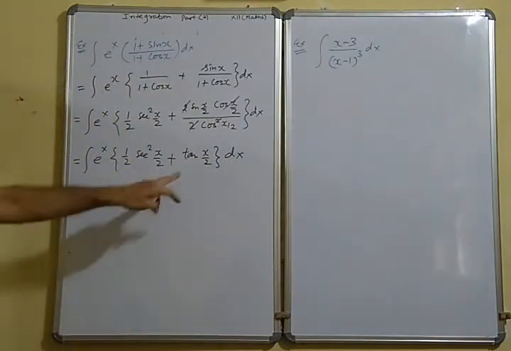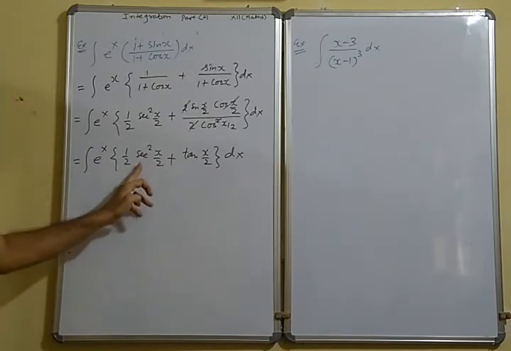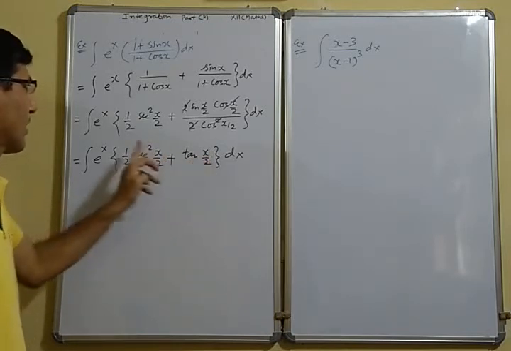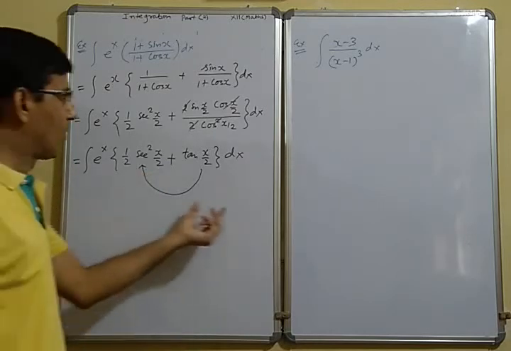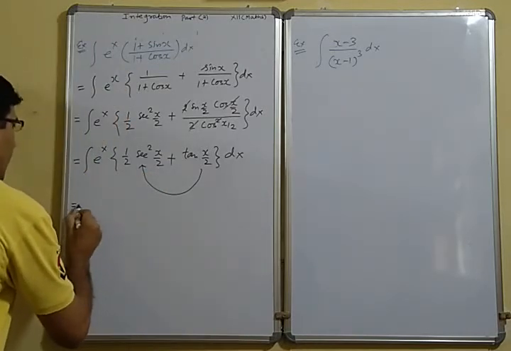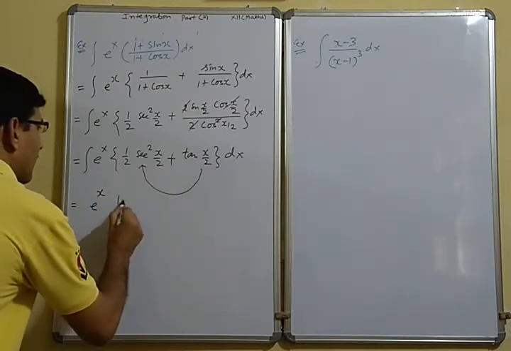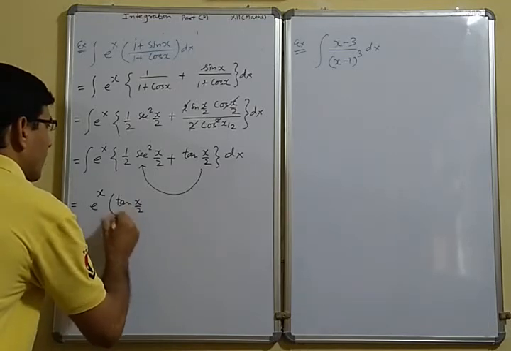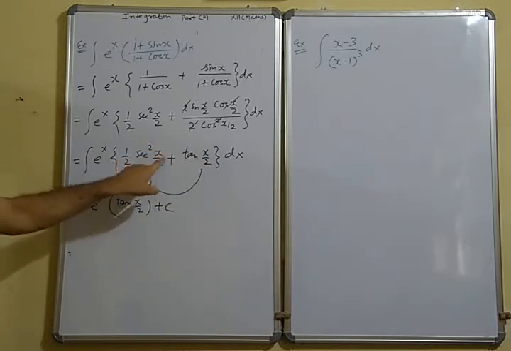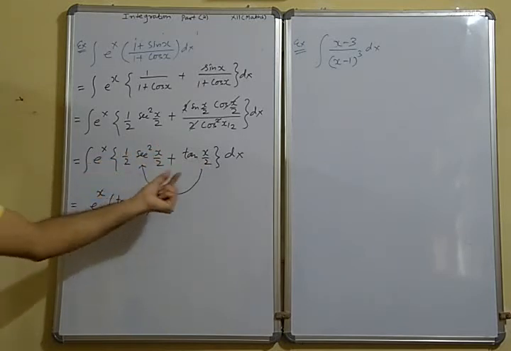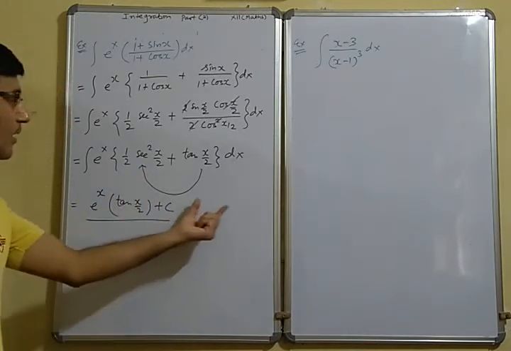Now let us see. Differentiation of tan x is sec square x. So differentiation of tan x by 2 is sec square x by 2 into 1 by 2. So the derivative is present here. So we'll use the formula, and directly we can write it as e raised to power x tan x by 2 plus c, because differentiation of tan x by 2 is 1 by 2 sec square x by 2. So f(x) and f dash (x) match, and we can write directly by using the formula.